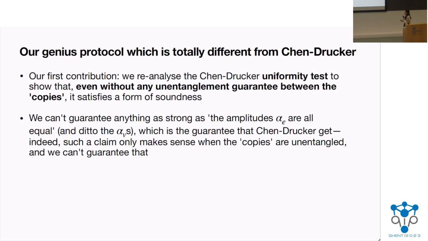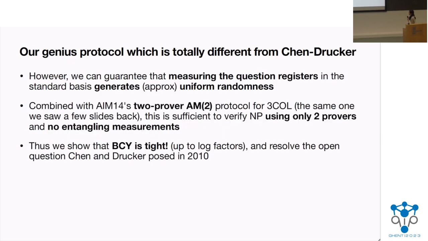We reanalyzed the Chen-Drucker uniformity test to show that even if we don't have any unentanglement guarantee between the copies of all of those edge states and vertex states the Merlins are supposed to send us, it satisfies a form of soundness. It's not as strong as the one that Chen and Drucker get. We can't say the amplitudes alpha_E are basically all equal. That only makes sense when the copies are unentangled, and we can't guarantee that. But we can guarantee that measuring the question registers in the standard basis generates approximately uniform randomness.